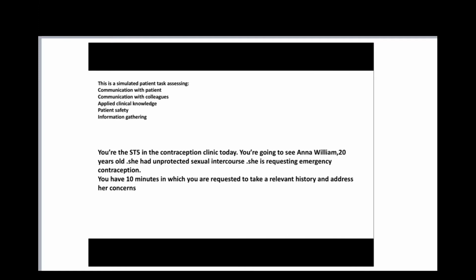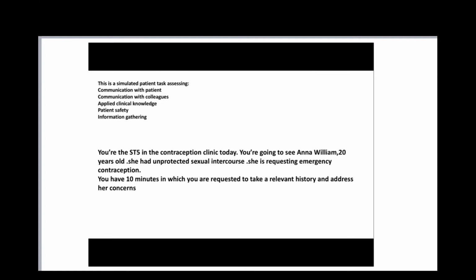So this is a very common station, and there are some safety issues we have to know before going into this station. First of all, you introduce yourself by name and role, and confirm her name and age. Then you tell her the aim of the consultation. I understand that you are here today because you want to have an emergency contraception. Is that right? She will tell you yes. Okay, so can you tell me what happened exactly?